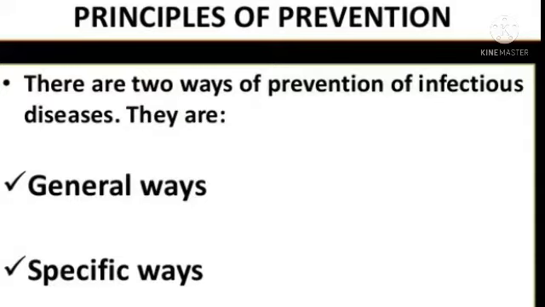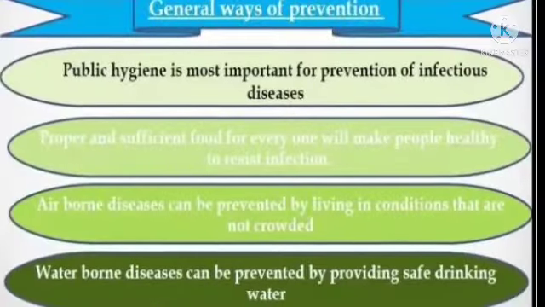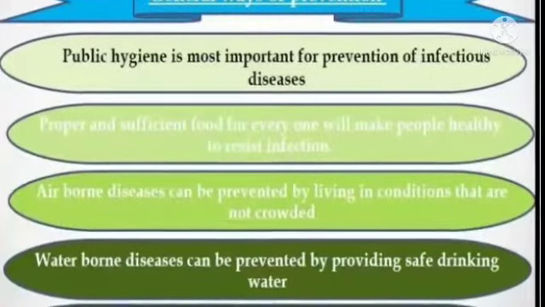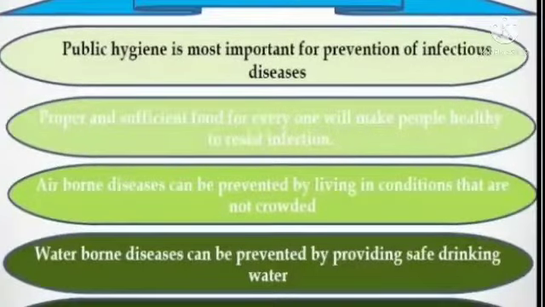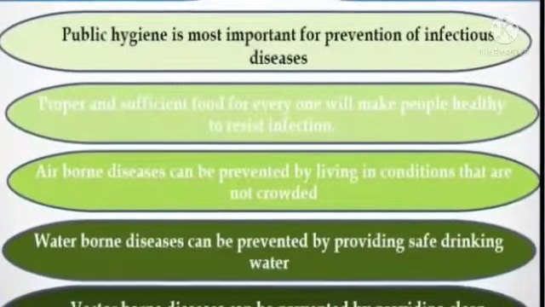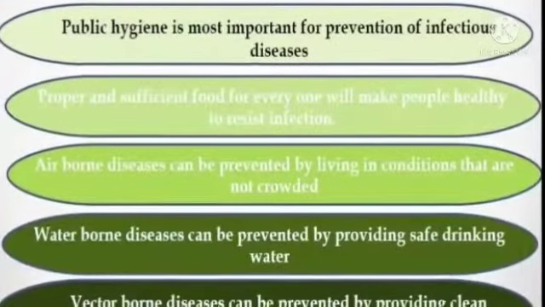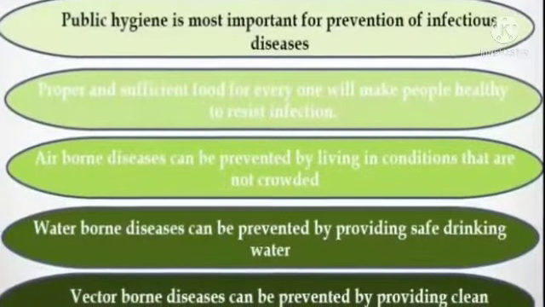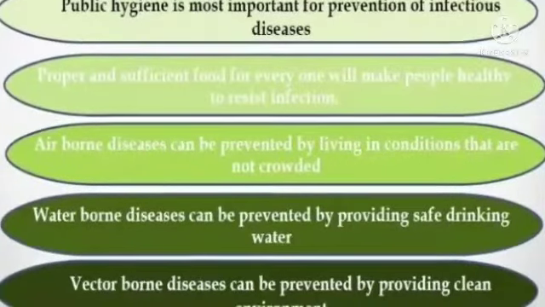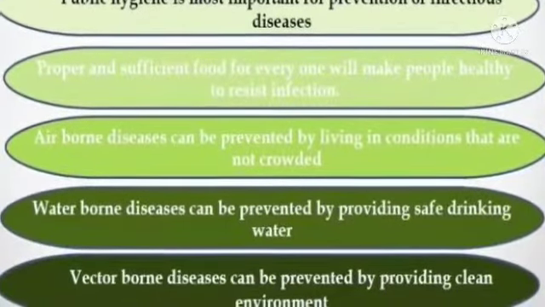Principles of prevention. There are two ways of prevention of infectious disease. They are general ways and specific ways. General ways of prevention. Public hygiene is the most important for prevention of infectious diseases. Proper and sufficient food for everyone will make people healthy to resist infection. Airborne diseases can be prevented by living in conditions that are not crowded. Waterborne diseases can be prevented by providing safe drinking water. Vector-borne diseases can be prevented by providing a clean environment.